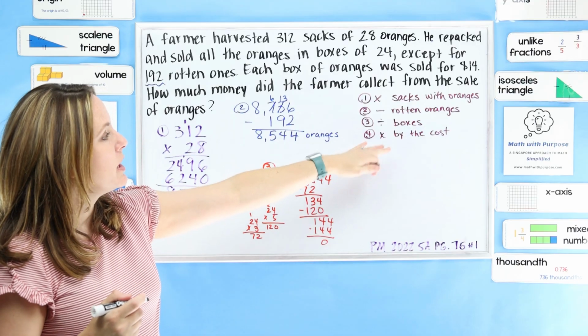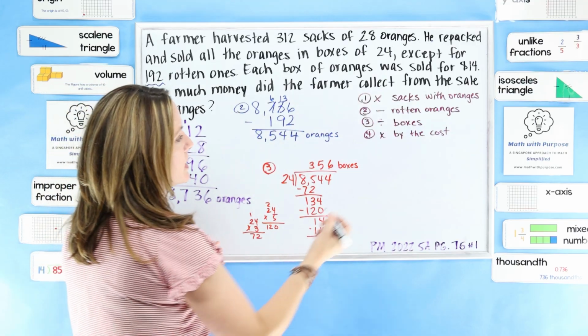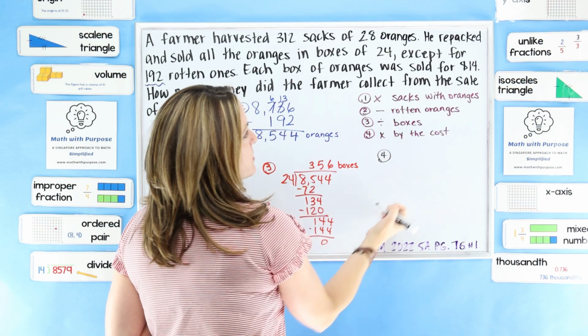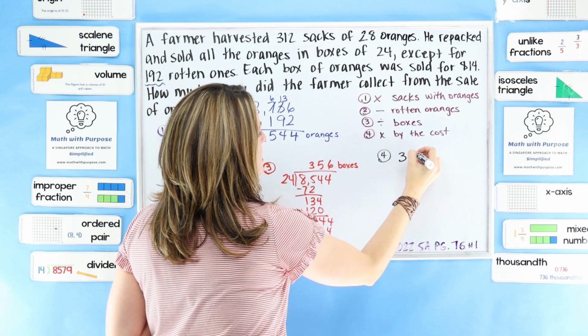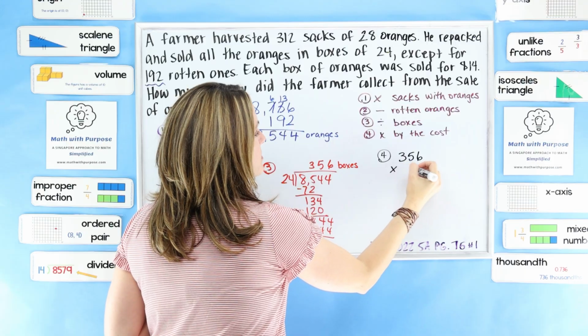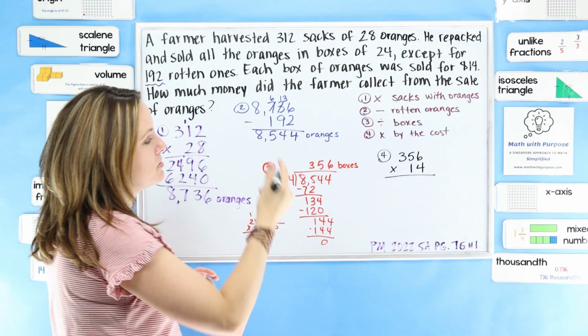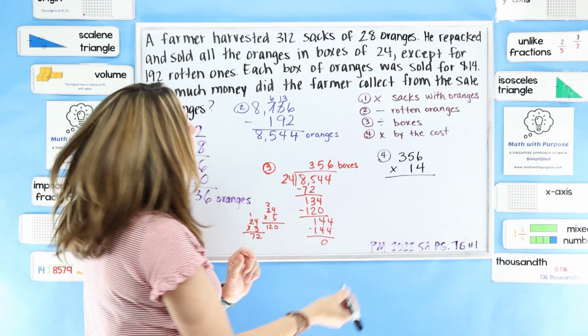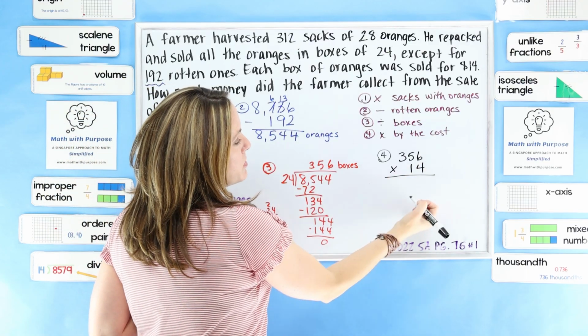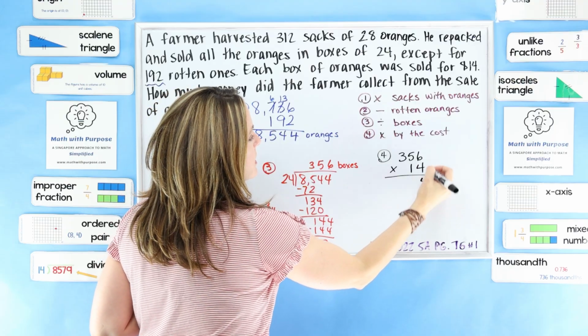We need to multiply it by the cost. Well, how much was it? It was $14. So if I come over here, we're going to take our 356 and we're going to multiply it by 14. Thank goodness there is a 1 in there. I'm going to go fast. You tell me if you need to pause by just pausing and you can calculate. We're going to multiply 6 times 4. We're going to get 24.